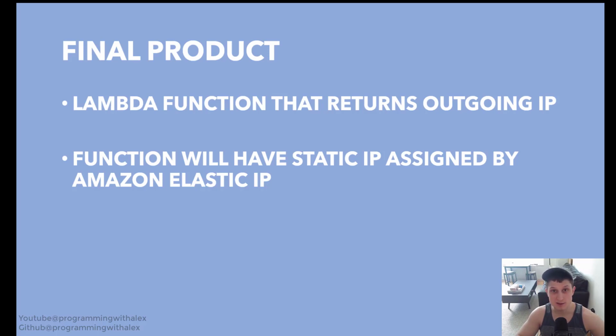We're not going to do anything else. We're not doing anything fancy. Not the point of the video. Just set a static outgoing IP for our Lambda function. You can add the bells and whistles later yourself.